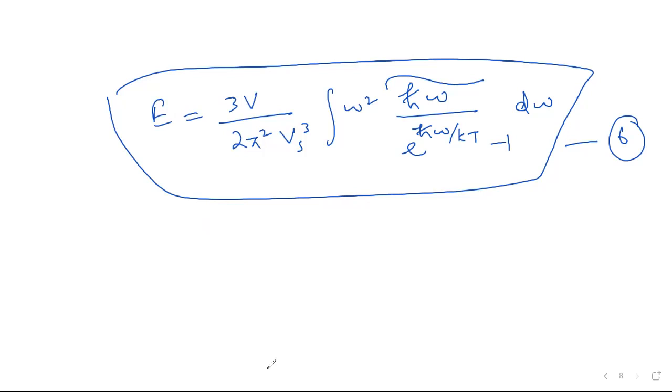Now, before we can evaluate the integral in equation 6, we need to know its limits, namely the lower and upper ends of the frequency spectrum. Now, the lower limit is evidently ω equal to 0. This is the lower limit, right?